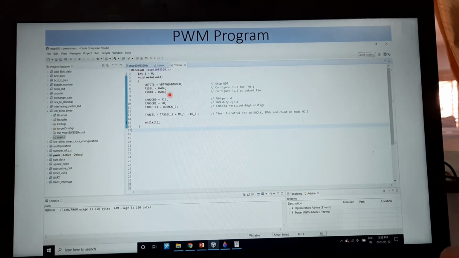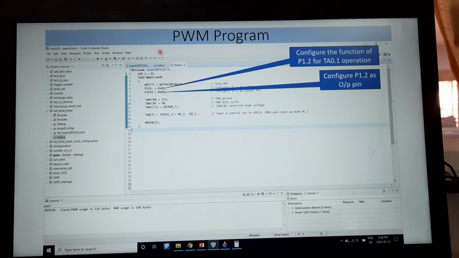The first line is to configure P1.2 for the function of TA0.1 operation, and the second line is to configure P1.2, the same pin, as an output pin, because on this pin I should get a pulse width modulated waveform. So these two are the lines to configure P1.2 as TA0.1, and to take the PWM output on this pin.